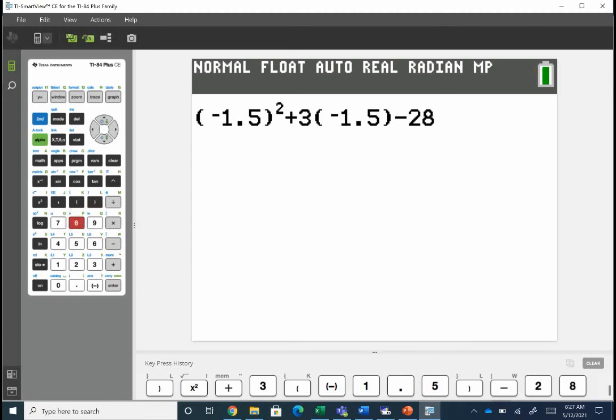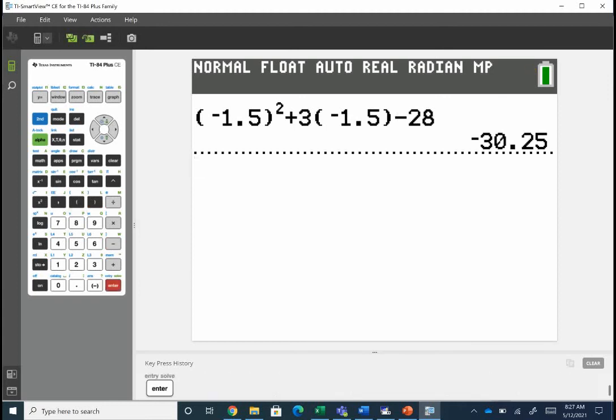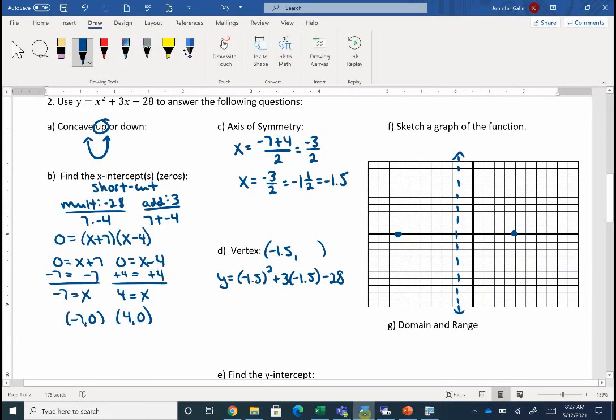-28. Again, it'll just take not even a minute to enter that into your calculator, and you're going to have the other part of your vertex. So -30.25. Oops, I need to make that a little bigger.